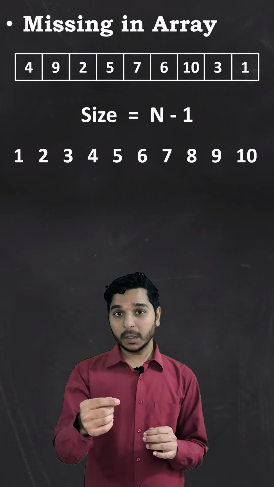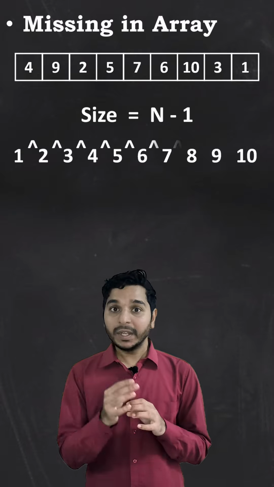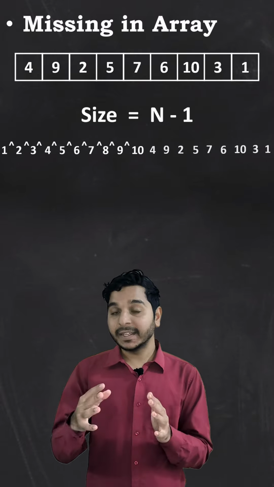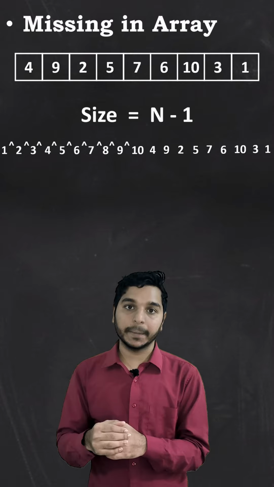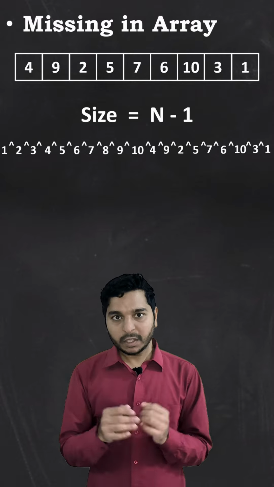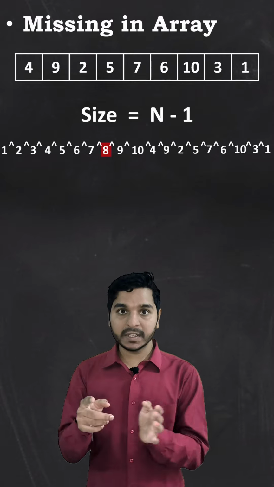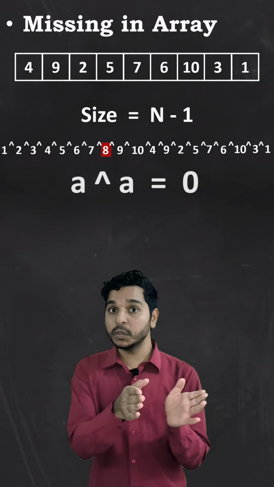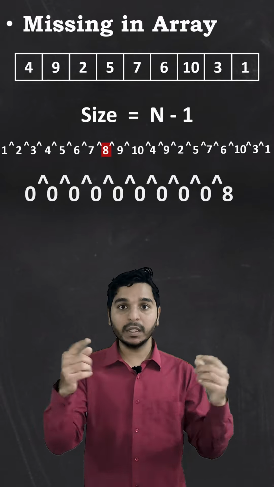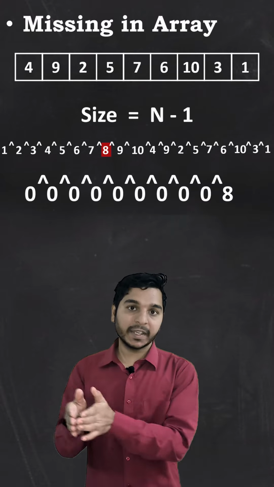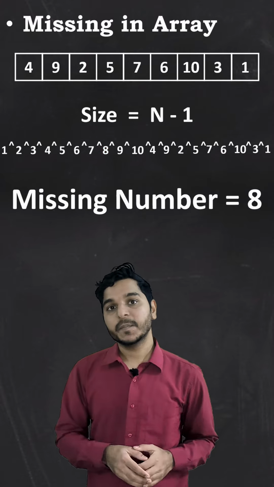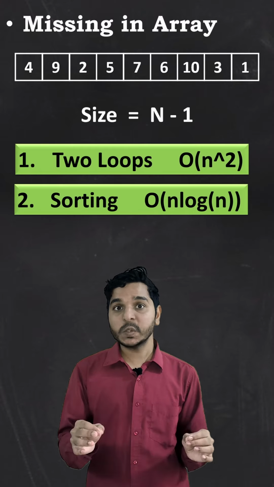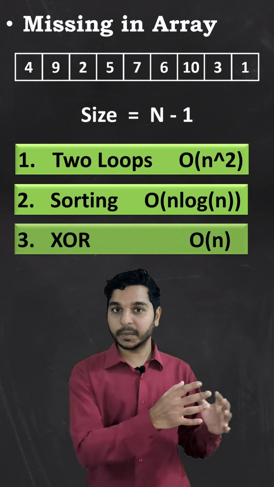The next optimal approach would be to use XOR. We'll take all the numbers between 1 to 10 and do their XOR, and then we do XOR with all the numbers from the array and we get this expression. Now as you can see in this expression, every number is repeated. We use a very important property of XOR here, that is XOR of two same numbers gives 0. So the value of this expression would be 0 XOR with the number 8, and finally we get the number 8, which is our answer. The time complexity of this code is big O of n, which is way better than the previous two.